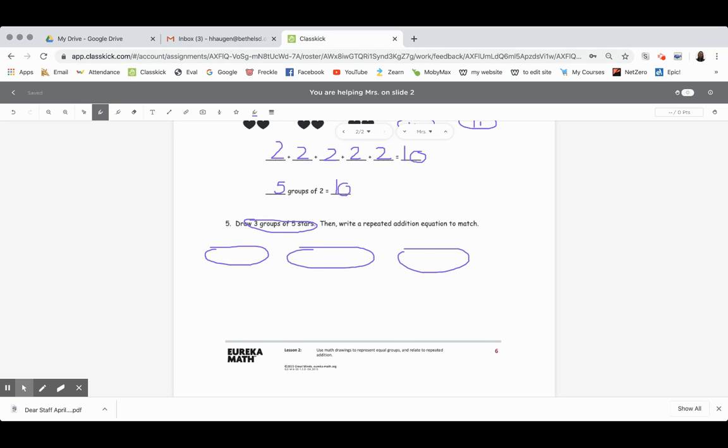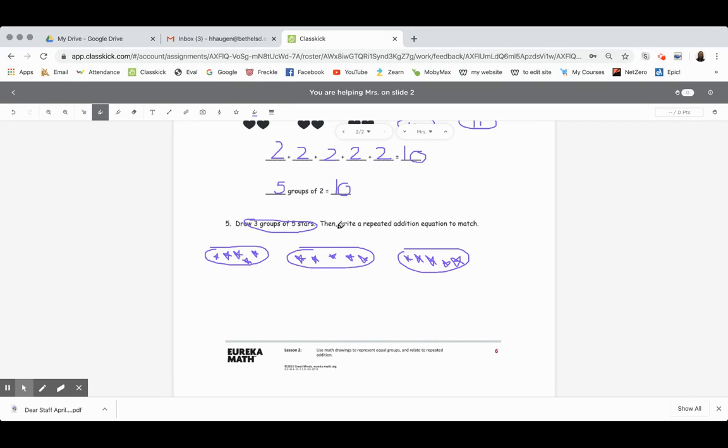Now, because they want me to draw stars, I'm going to do my very best to draw 5 stars. Well, I probably should have made my groups bigger. 2, 3, 4, 5. And if you cannot draw stars, just draw a little circle or something. 1, 2, 3, 4. Okay, there's my second group of 5. They're not pretty, but they're stars nonetheless. 1, 2, 3, 4, 5. Okay, so I did the first direction. Draw 3 groups of 5 stars.